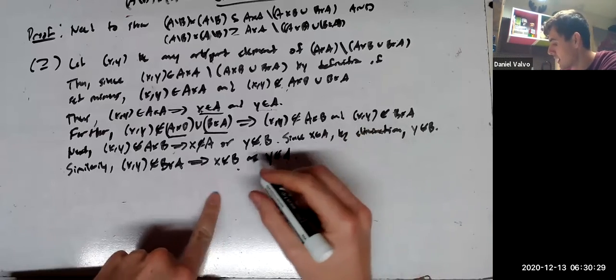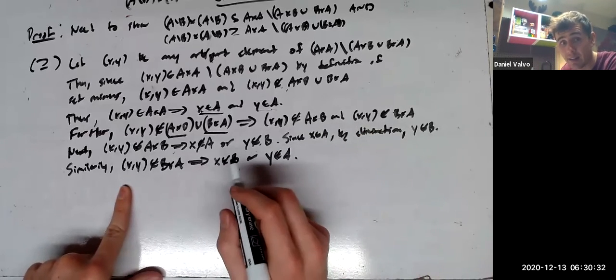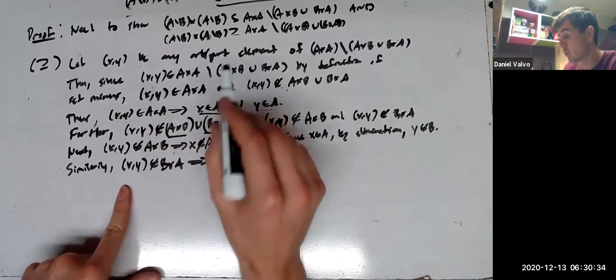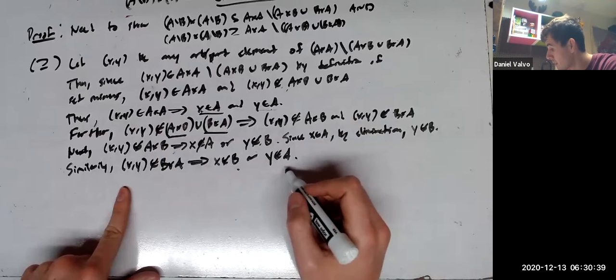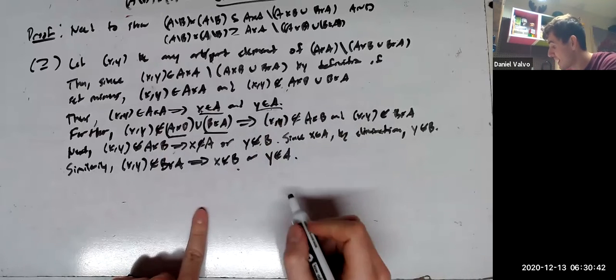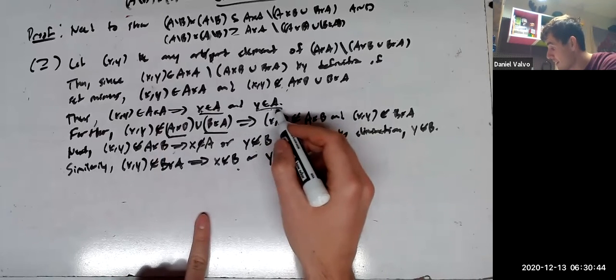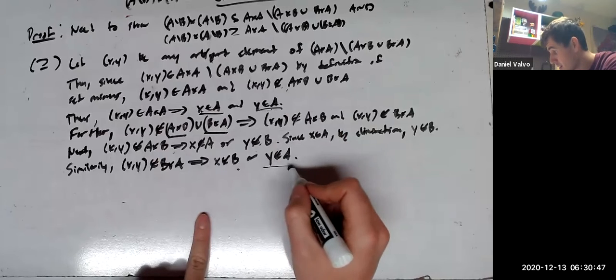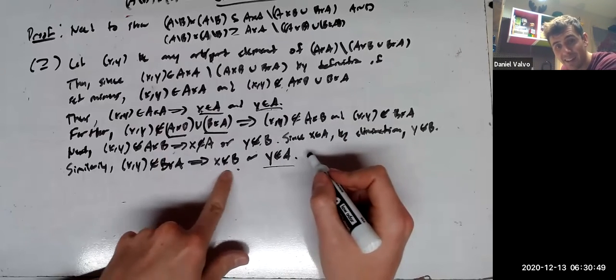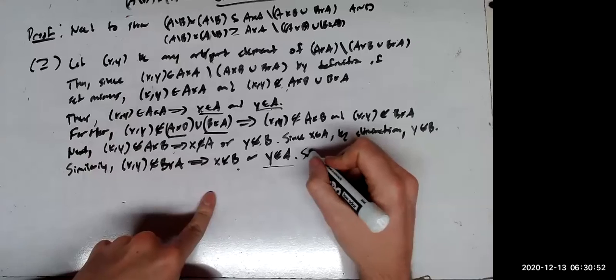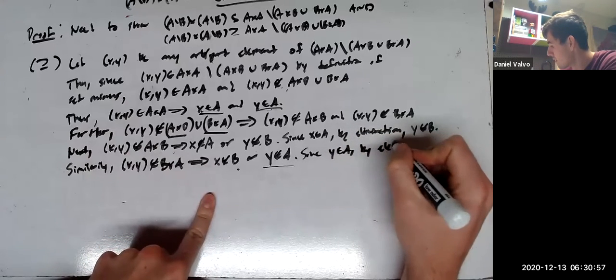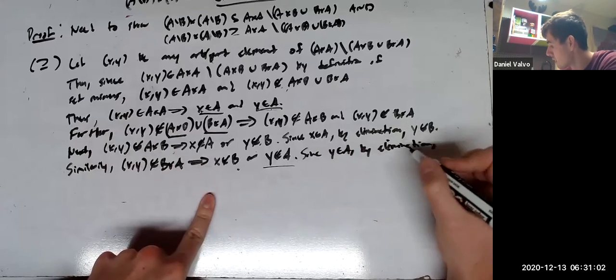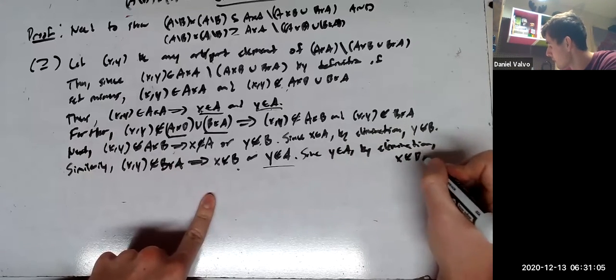And same thing here. Here we know, this is a fact. If X, Y starts in this set, we must have X not in B or Y not in A. But we also know Y is in A. So if Y is in A, this guy's false. So what do we know about this guy? True. It's got to be true. Since Y is in A, by elimination, X must not be in B.